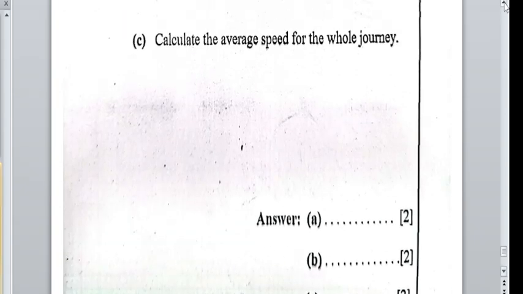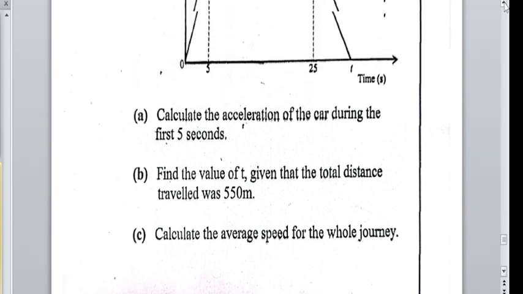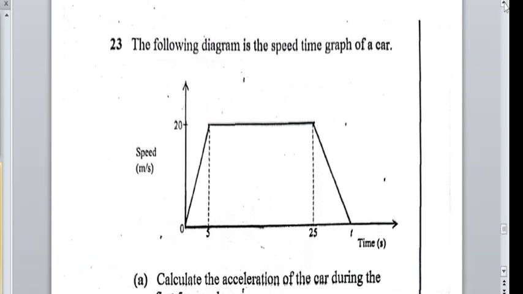Then the last question now for this paper is a question on travel graph. How do we go about such a question? It's a straightforward question also, because sometimes there are more complicated travel graphs. This one is straightforward. The following diagram is a speed time graph of a car. Calculate the acceleration of the car during the first 5 seconds.